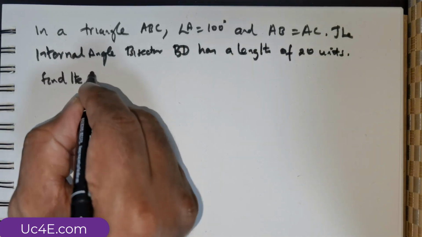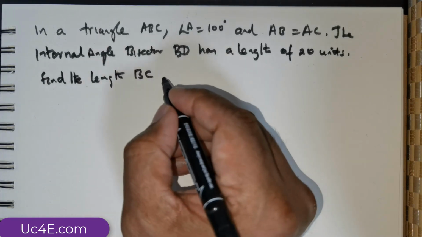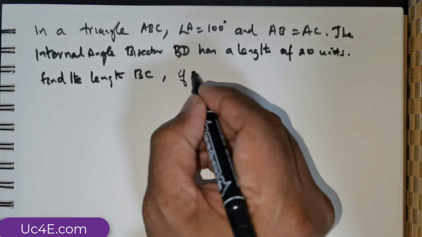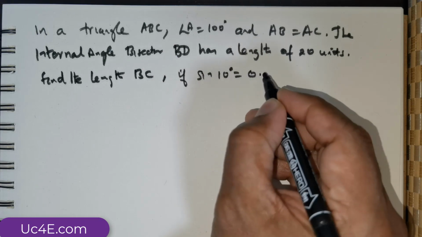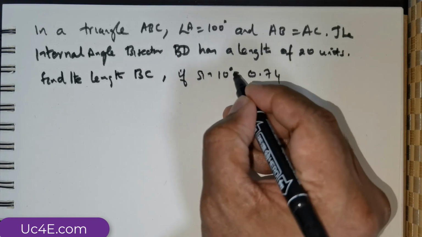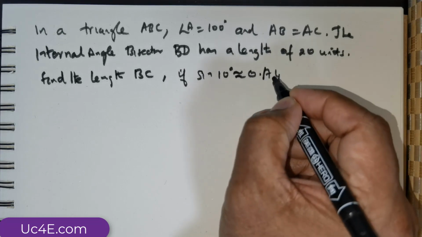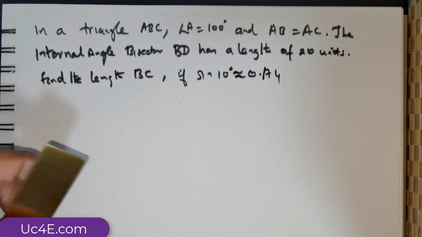Find the length BC, given that sine 10 is equal to 0.174, it's an approximate value. So let us draw the triangle.